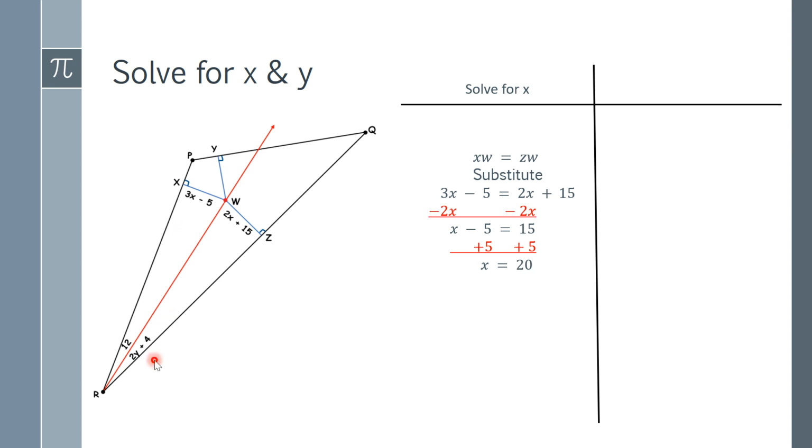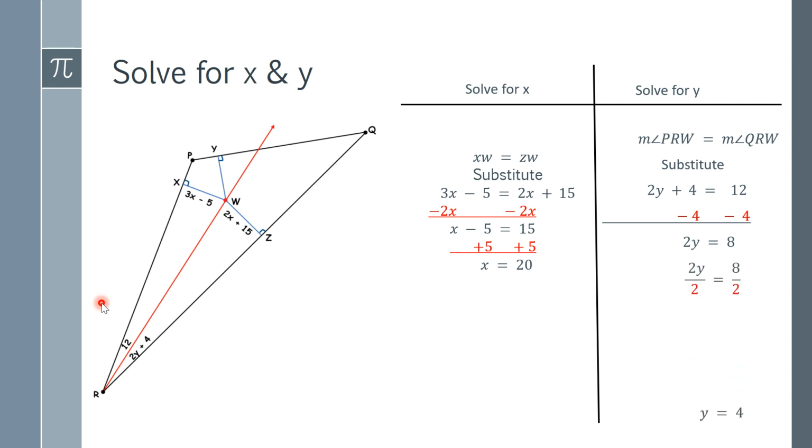Well, what about the angle? Well, remember the angle bisector. This is an angle bisector. So that means these two angles are congruent. So we're going to say that the measure of angle PRW is going to equal the measure of QRW. So we're going to substitute and let those equal each other. And we're going to solve the equation. We're going to subtract 4 from each side. That's going to give us 2y equals 8. And we're going to divide by 2 to give us y equals 4.